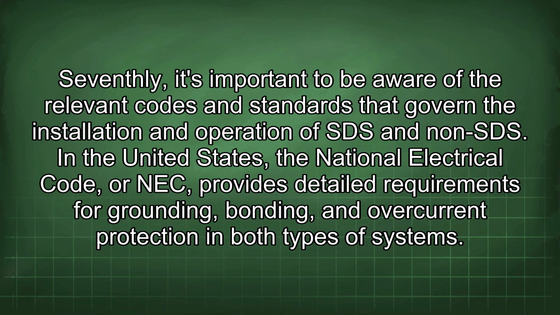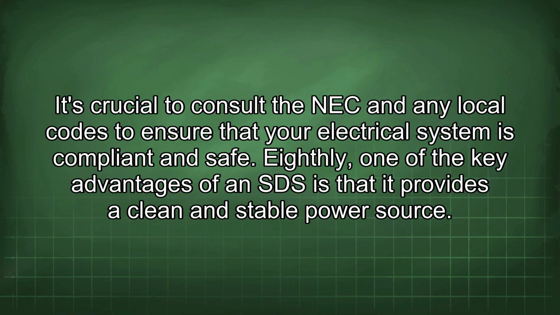In the United States, the National Electrical Code, or NEC, provides detailed requirements for grounding, bonding, and overcurrent protection in both types of systems. It's crucial to consult the NEC and any local codes to ensure that your electrical system is compliant and safe.